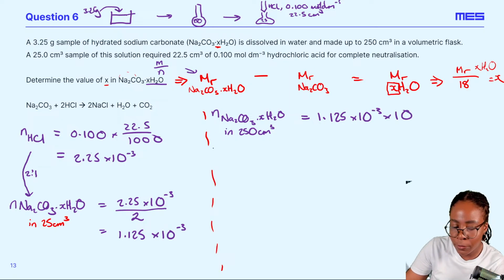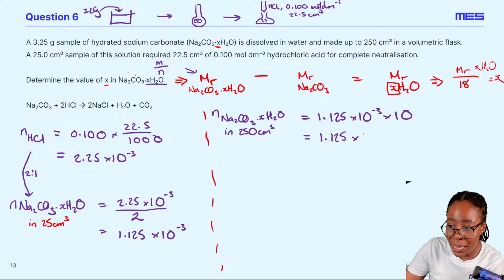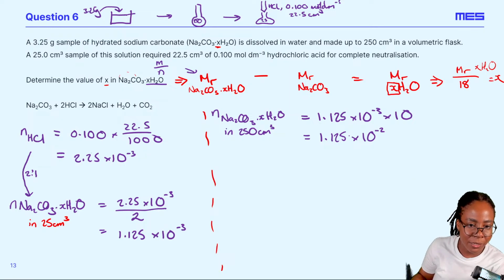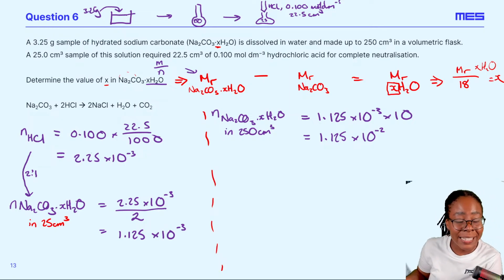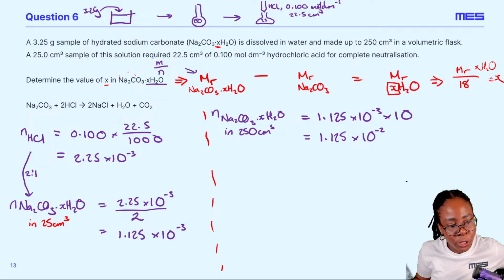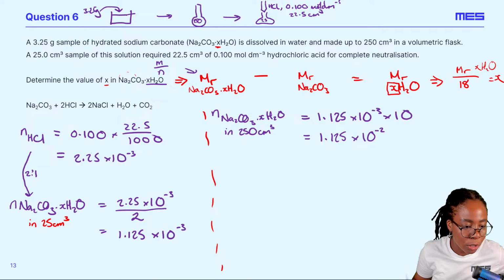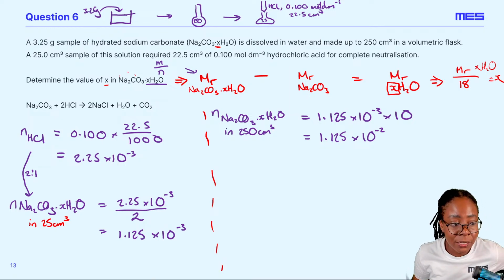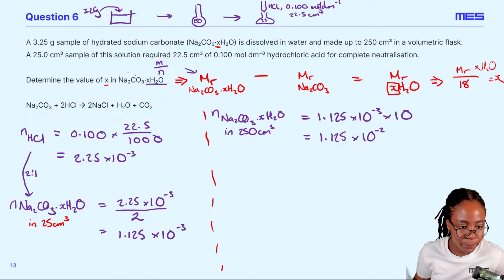Right? 250 versus 25. That is the step that a lot of students miss and then get kind of crazy answers and then start to panic because nothing makes sense. So always look out for that scaling. Did they take the sample for the titration out of a bigger pot? And if they did, then what is that scaling factor?